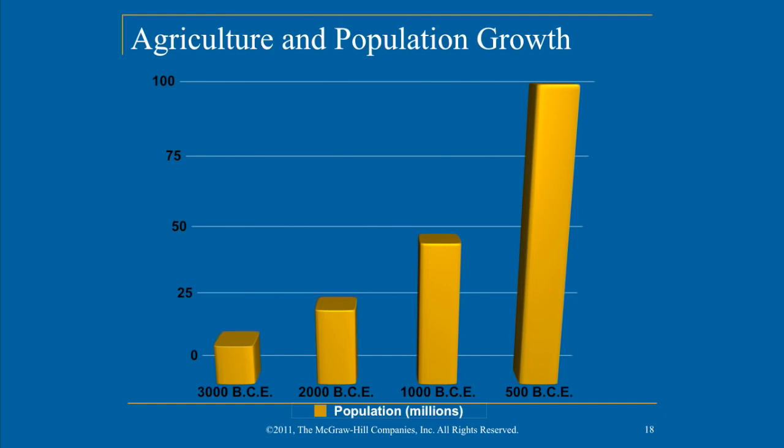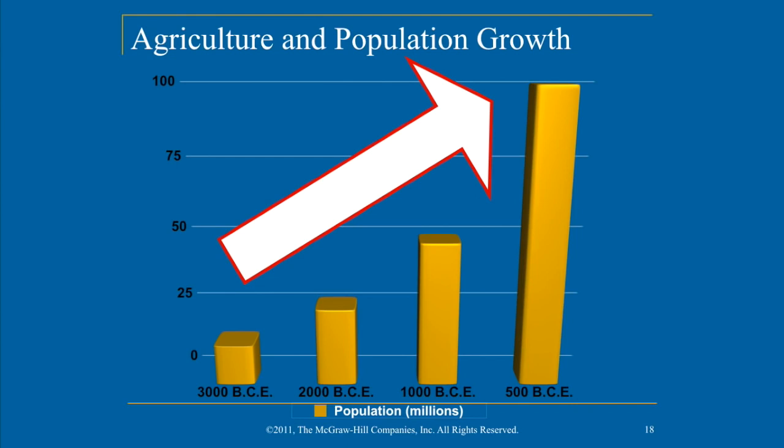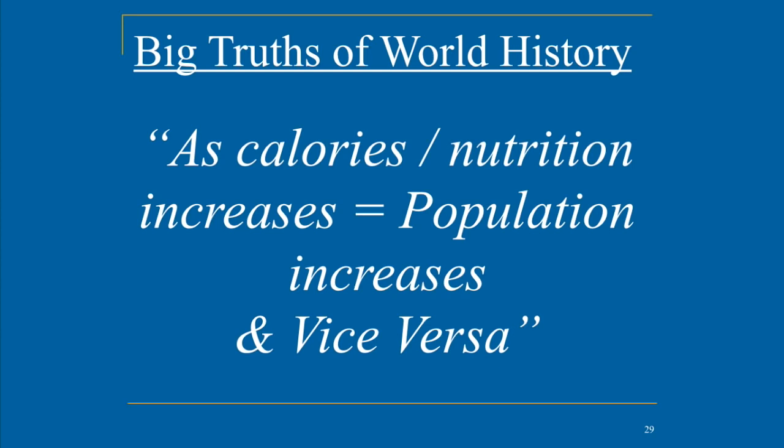But over time, we get to about 2000 BCE, we have 25 million plus or minus, then 50 million, and eventually there's a huge boom at about 500 BCE with the development of agriculture, which leads to a huge jump in population growth, because the first three are kind of just small incremental, obviously, but then the last one is a huge jump. This leads us to one of the big truths of world history.